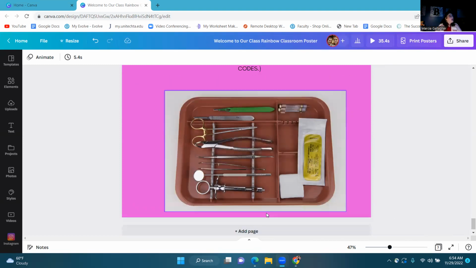I wanted to just add a surgical tray, just one of many, because there are tons of different surgical trays. This actually happens to be, I believe, a dental surgical tray. See the little mirror.